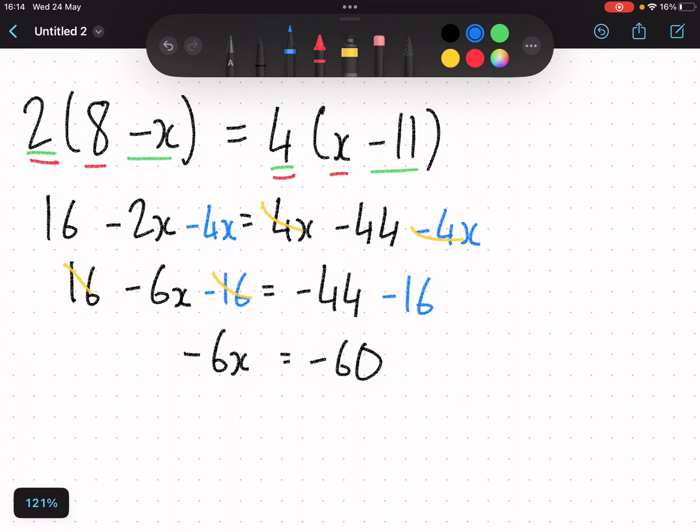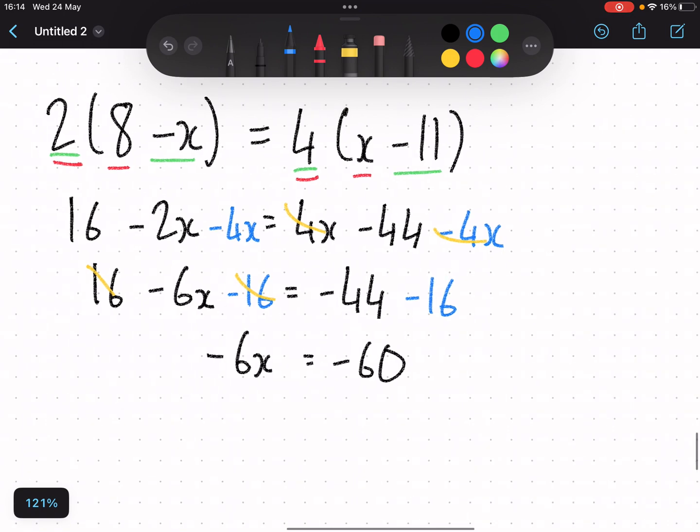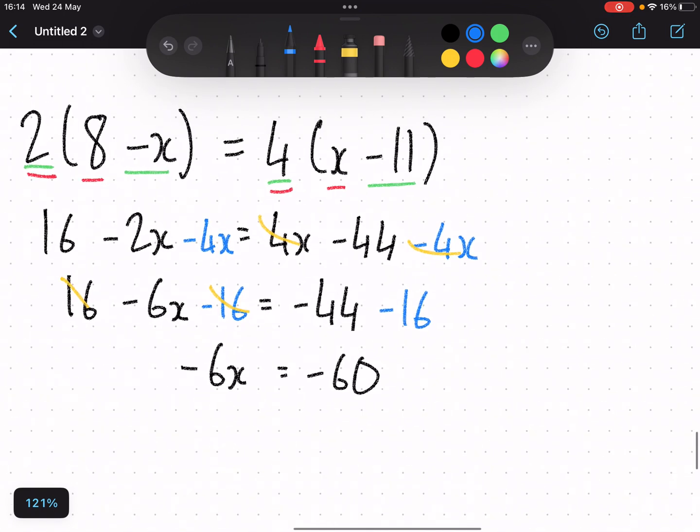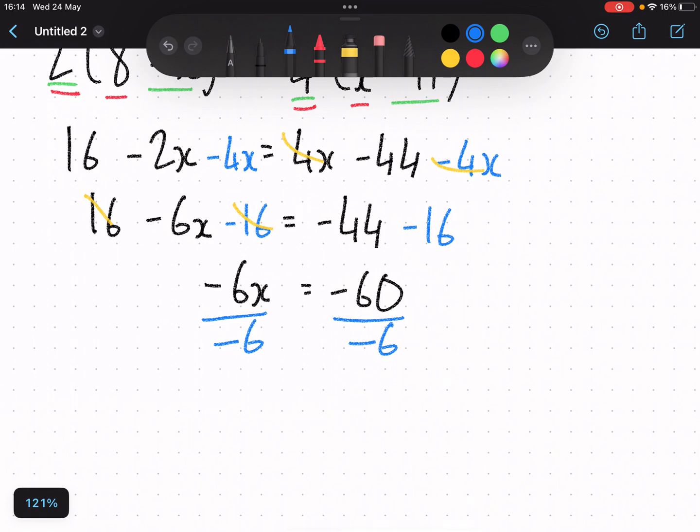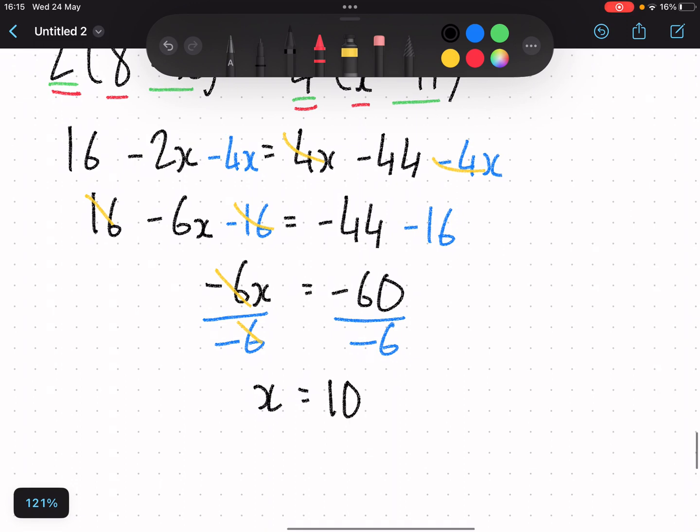So get rid of a multiplied by minus 6. So the opposite of multiply by minus 6 is divide by minus 6. Do the same thing on the other side. Minus 6x divided by minus 6 is just x, equals minus 60 divided by minus 6. Minus divided by a minus is a plus. 60 divided by 6 is 10. So your answer is 10.